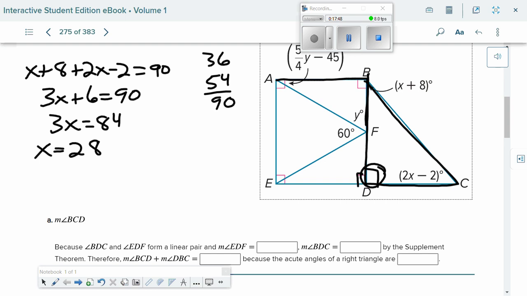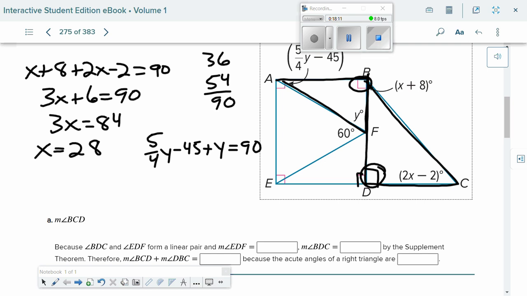It's also a right triangle because they show it to me right here at angle B. So I should be able to take the 5 over 4y minus 45 plus the 1y and set those equal to 90. Okay, because they're both acute, they're in a right triangle, they have to add up to 90.